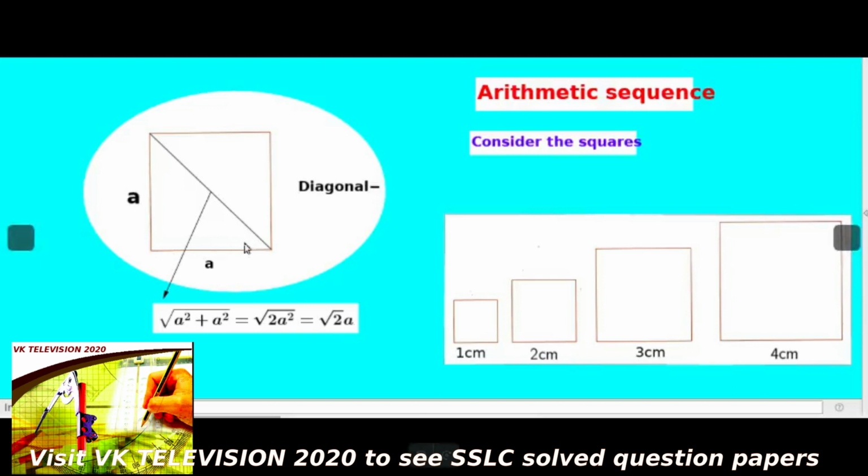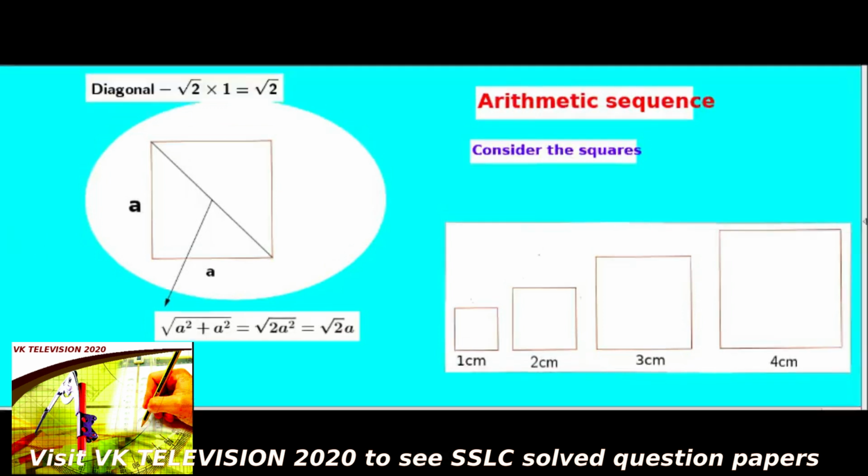If the side length of a square is A, the diagonal length is equal to root 2 into A. So we obtain the diagonal length is equal to root 2 into A. Now the side length is 1 centimeter, so diagonal is equal to root 2 into 1 is equal to root 2.